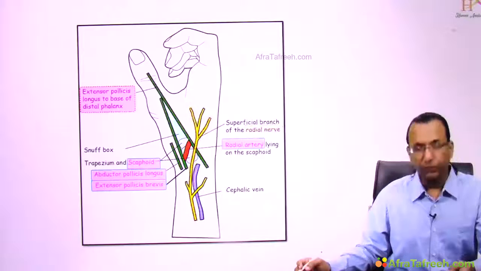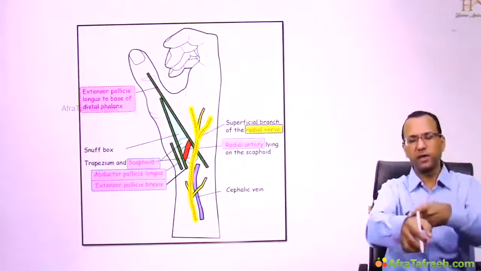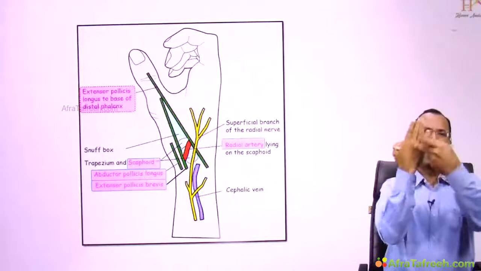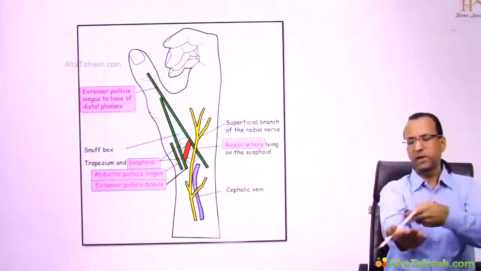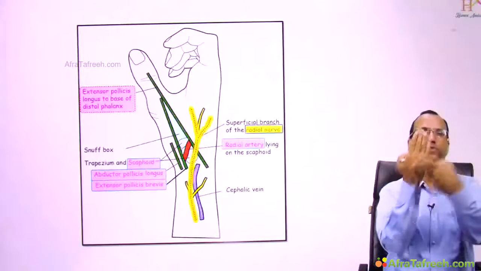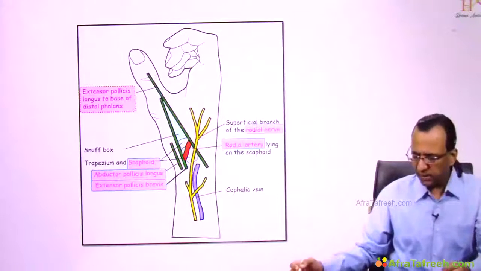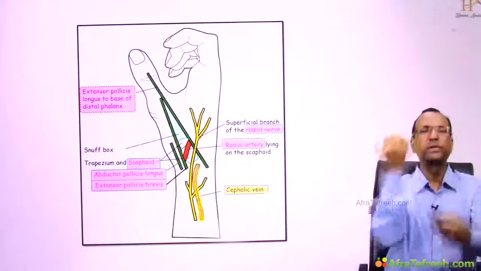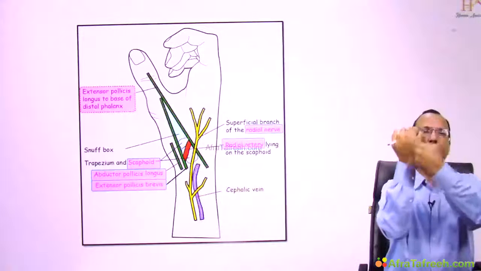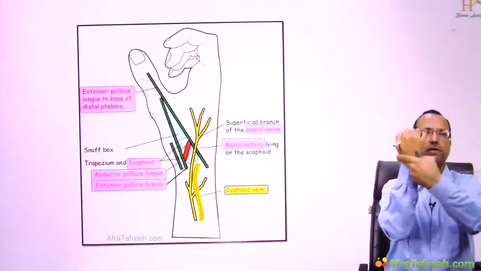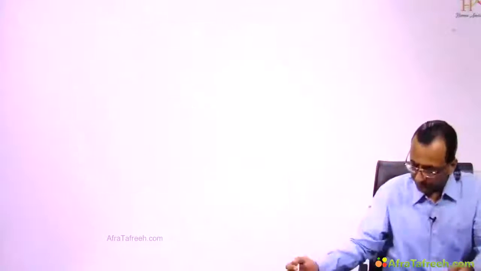And what is at the roof of the anatomical snuffbox? At the roof you have the cutaneous branch of the radial nerve, which supplies 3.5 fingers on the dorsum of the hand. And there is the cephalic vein also at the roof, coming from the dorsal venous arch. So there are two structures at the roof of the anatomical snuffbox.